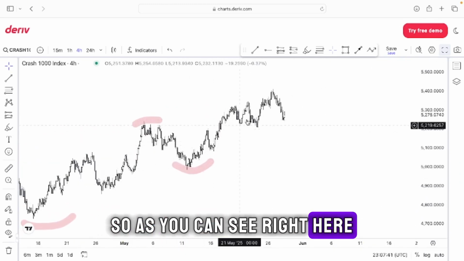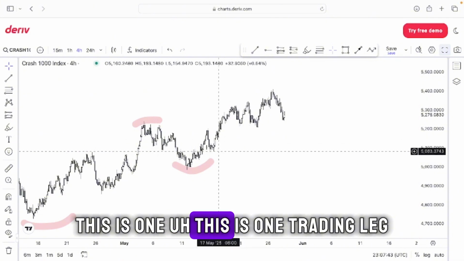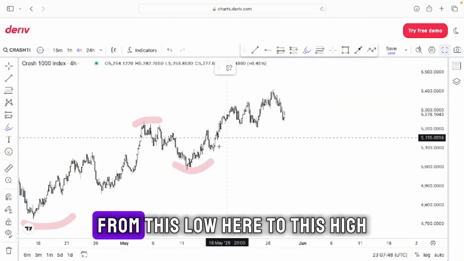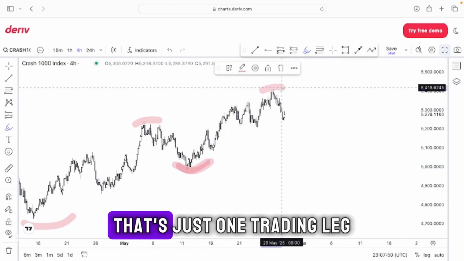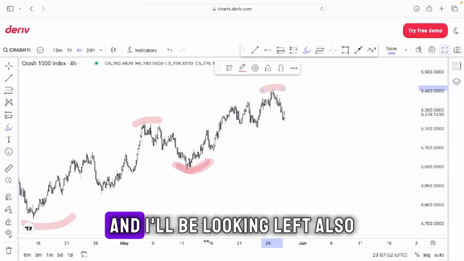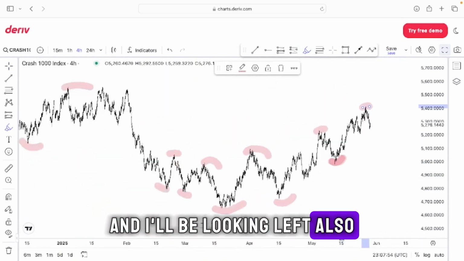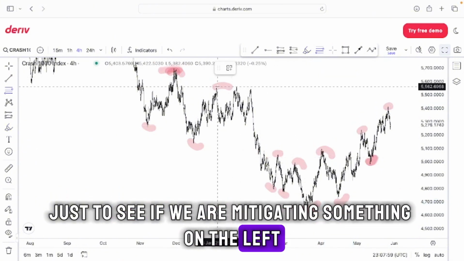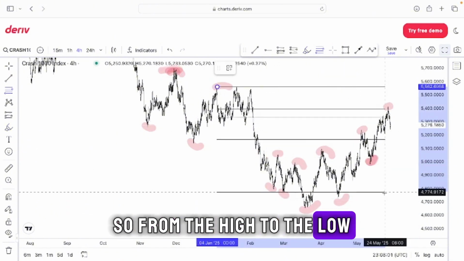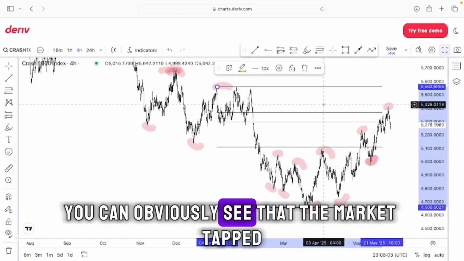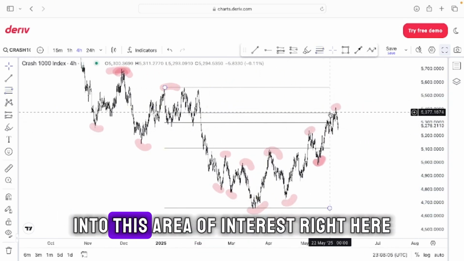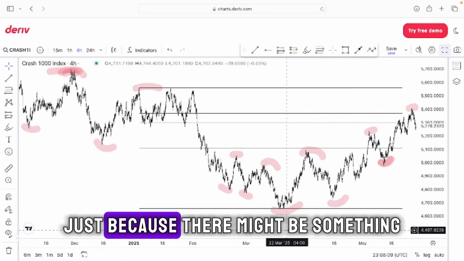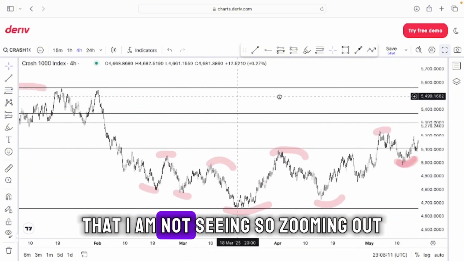So as you can see right here, this is one trading leg. So from this low here to this high, that's just one trading leg, and I'll be looking left also just to see if we are mitigating something on the left. So from the high to the low, you can obviously see that the market tapped into this area of interest right here. So let me try and zoom out just because there might be something that I am not seeing.